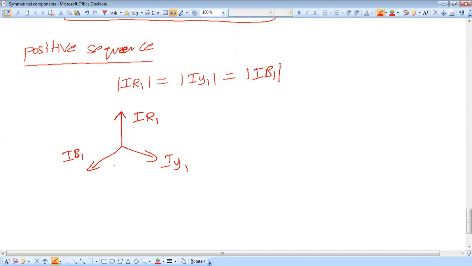In lecture 1, we discussed the conditions for a balanced system. There are three conditions. The current through the neutral will be 0. That is the first condition. Second condition, the magnitude of each phase should be equal. Third condition is that each phase is displaced by 120 degrees.